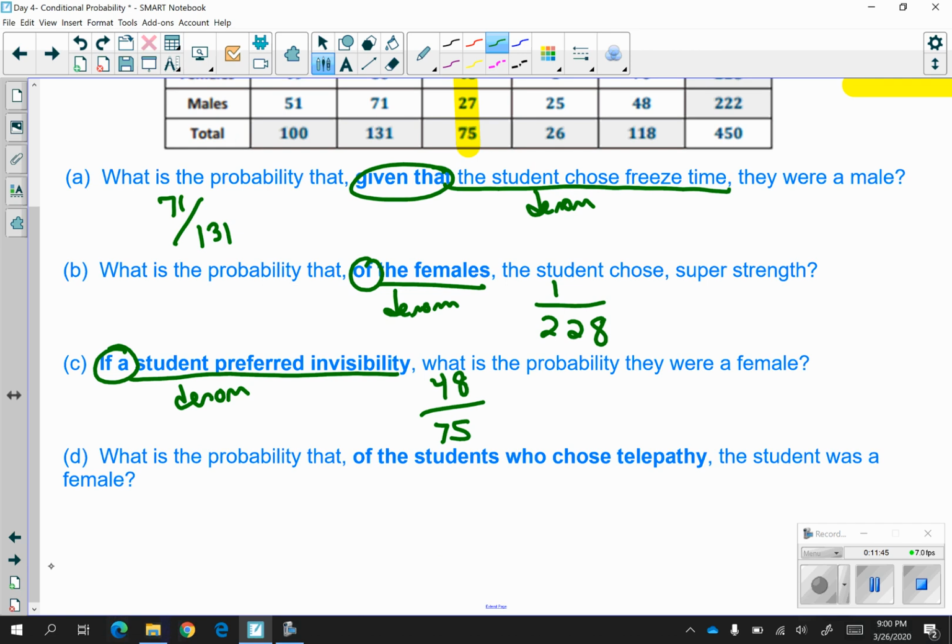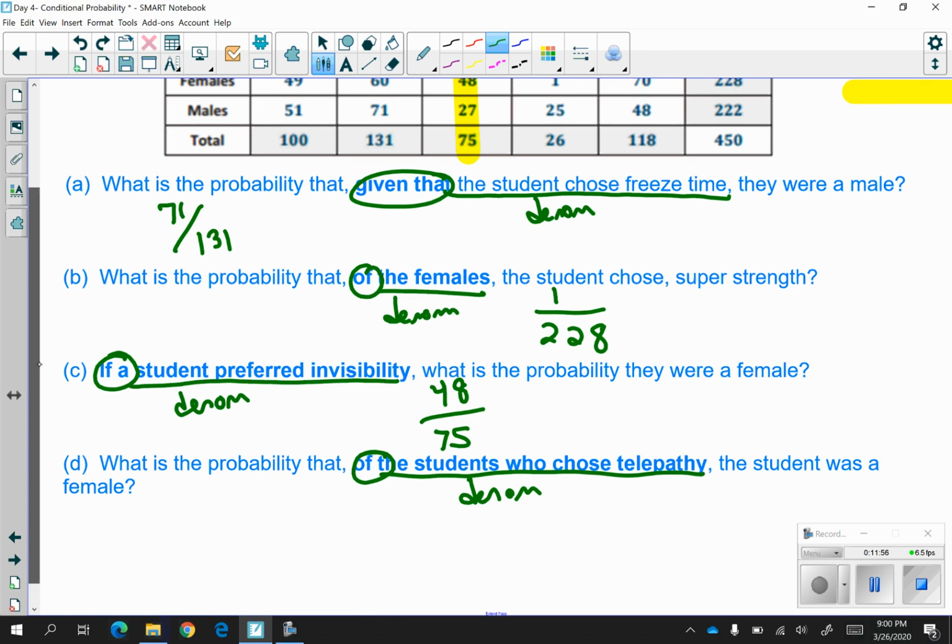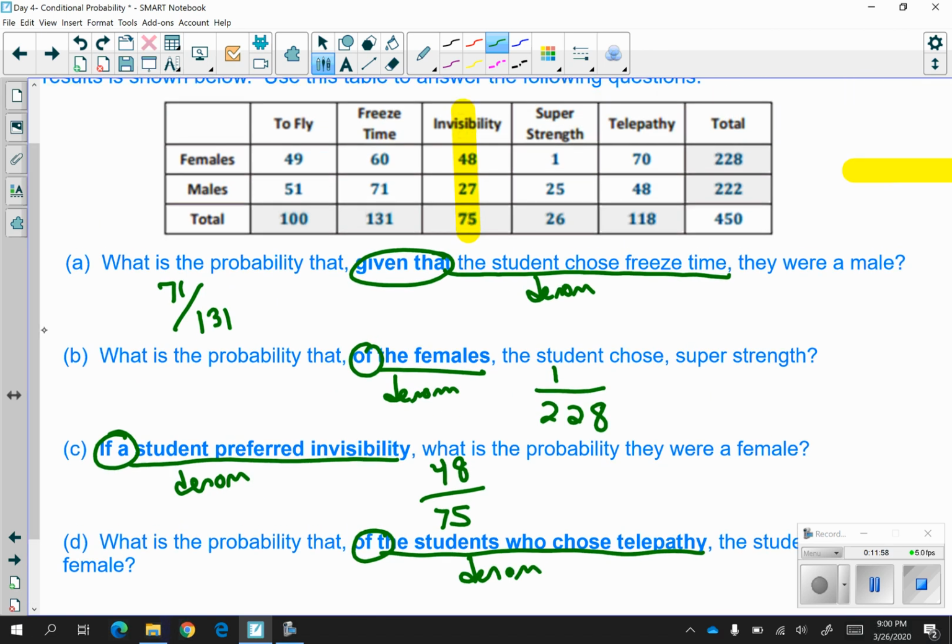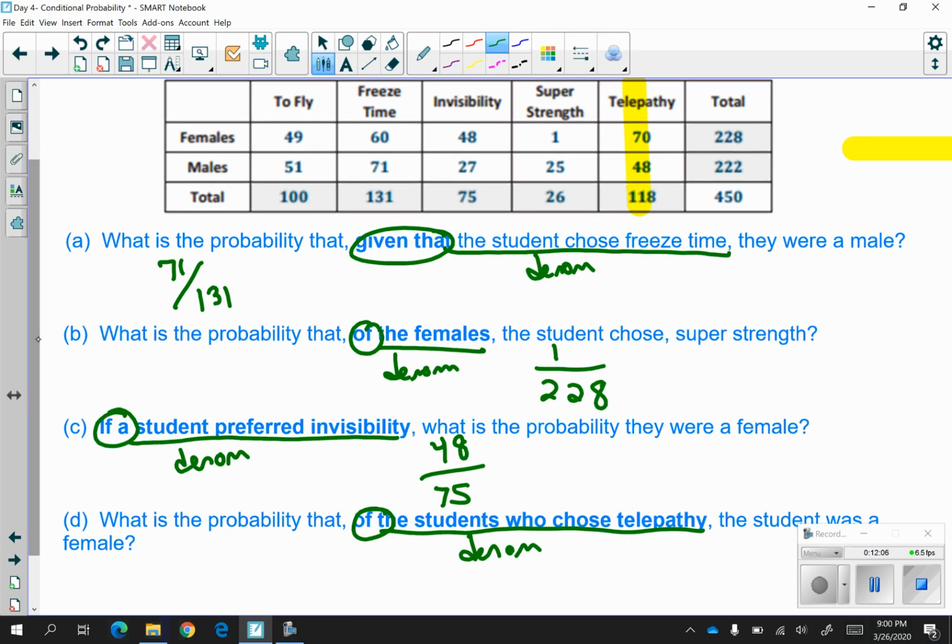And the last one that we have is, what is the probability that, of being the key word, the students who chose telepathy? We're talking about them being female. So going over telepathy, we have 70 were female out of the 118 total who chose that.